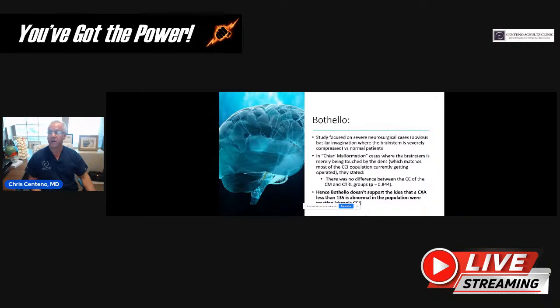So Bothello, this study focused on severe neurosurgical cases. Most of these cases had what's called obvious basilar invagination, where the brainstem was severely compressed, so much so that it dramatically changed in shape. It did have some normal patients, so that's a thumbs up for Bothello. So we'll put one arrow up here. Of the three, this is the only study that had anything close to chronic CCI. They had some Chiari malformation cases who they thought were surgical candidates, and in these cases the brainstem was merely being touched by the dens. That's pretty much what we see in most of our chronic CCI patients.